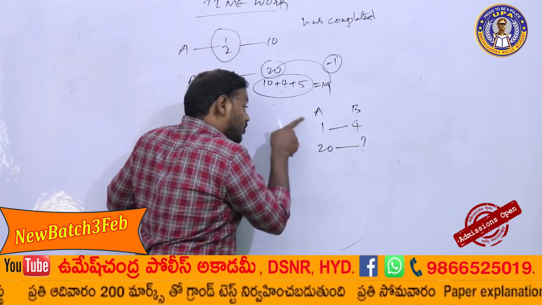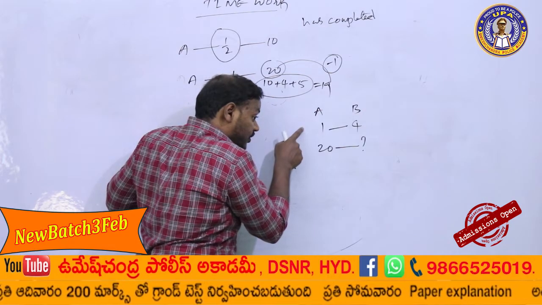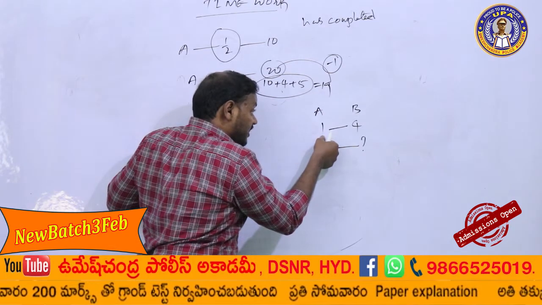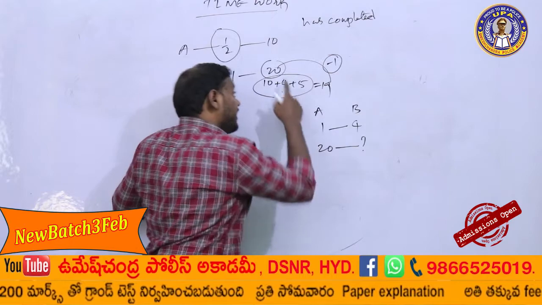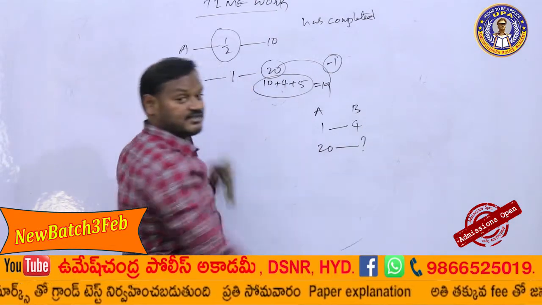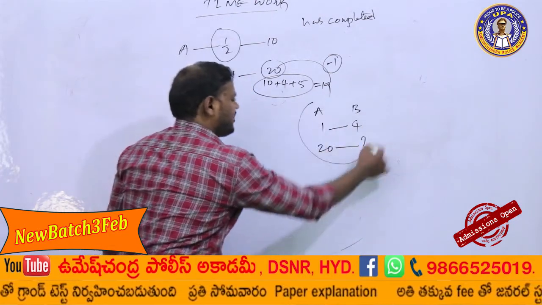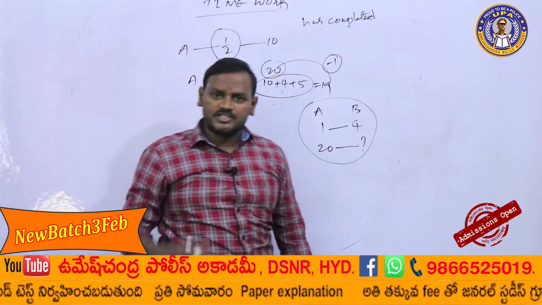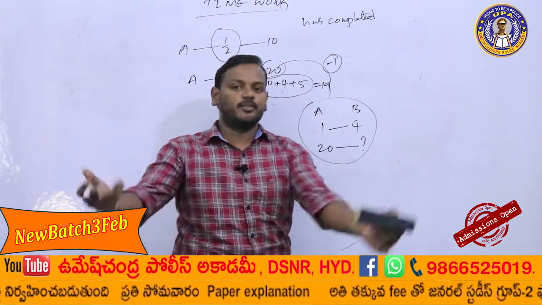Acha, A can do one day's work, logically B can do 4 days. A can do 20 days' work, B can do how many days? Simple. Just a 5 to 10 seconds answer. So this is the power of intelligence. Don't depend on the general procedures.